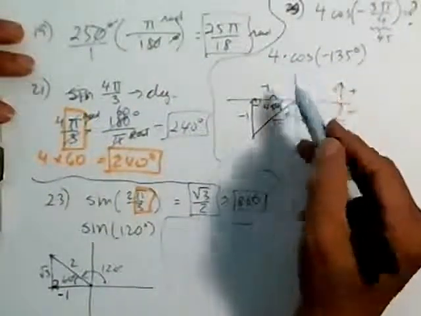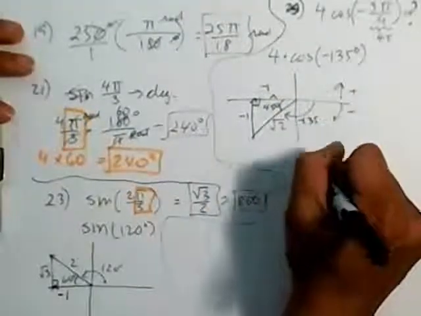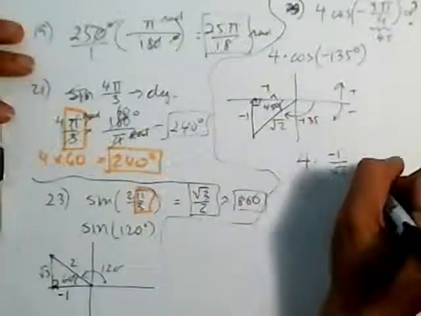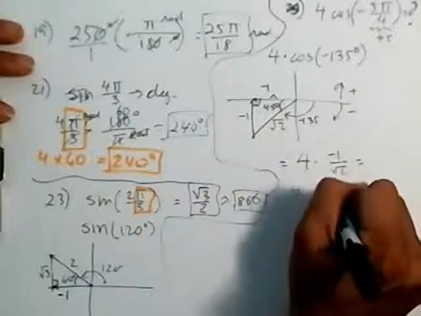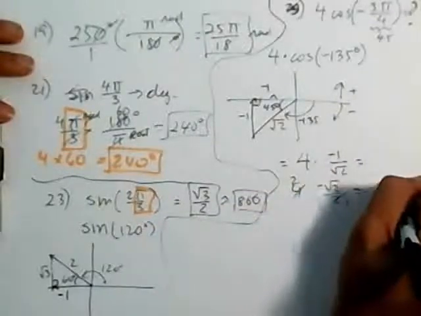So what's the cosine of that angle? It's going to be adjacent over hypotenuse. So it's going to be 4 times negative 1 over root 2. Same thing as 4 times negative root 2 over 2. It cancels, a 2 and a 2. Negative 2 root 2.